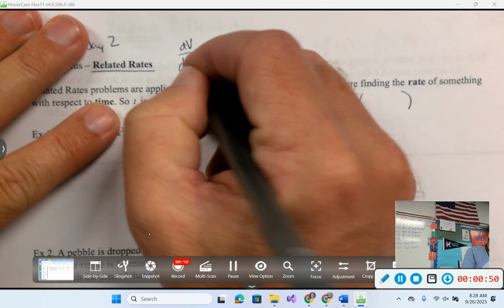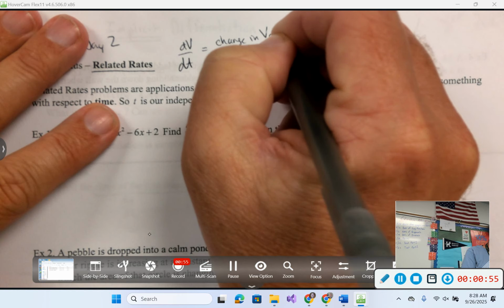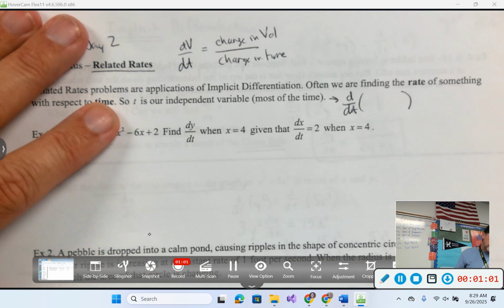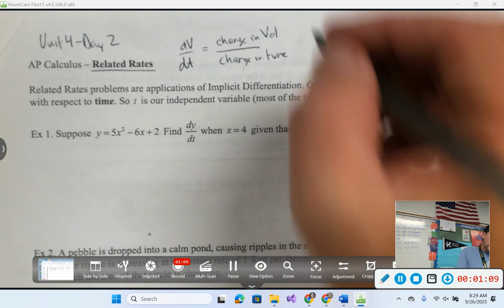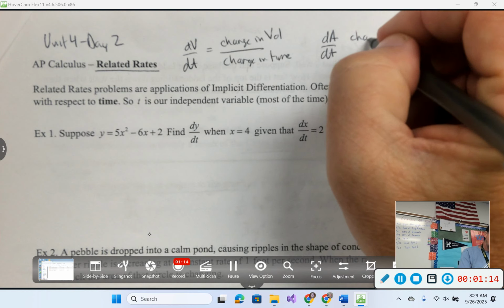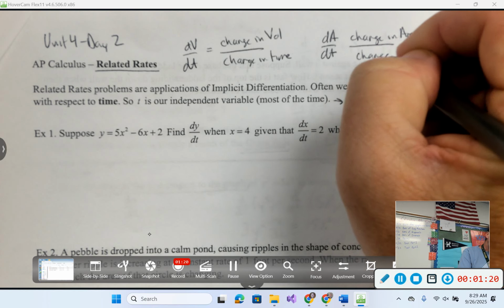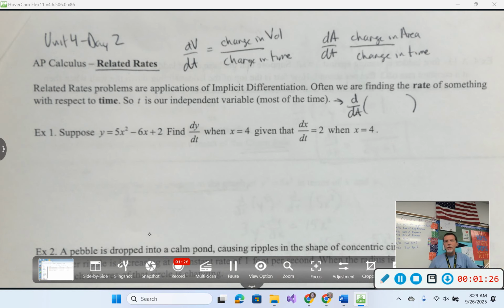So a couple of examples from yesterday. dV dt, that would be change in volume over change in time. Looking ahead, number 2 says find the rate at which the area of the circle is changing. So that would be dA dt, change in area over change in time. So a whole lot of dt's in the bottom. That way we're looking for rates. How is something changing with time?